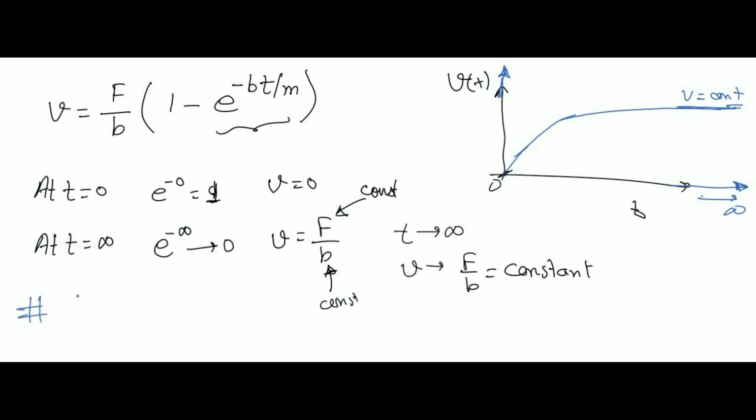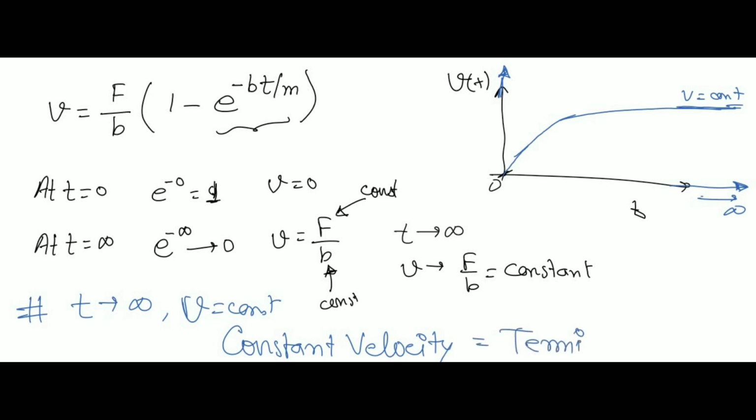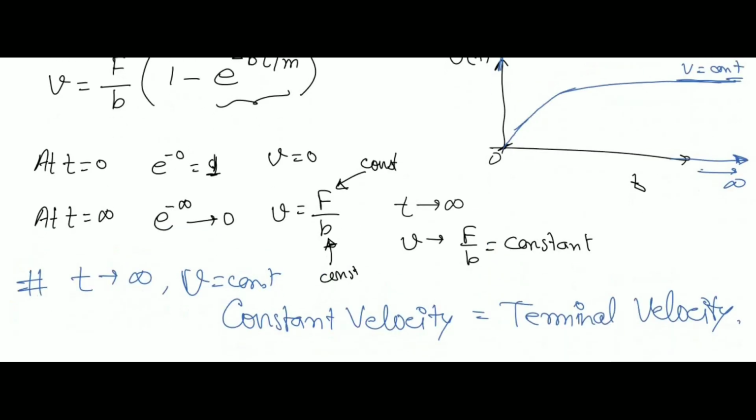So here we have concluded that when the time goes to infinity the velocity is constant, and this constant velocity is called the terminal velocity. It might be asked in a problem to find the terminal velocity. Suppose the same problem is given, everything is the same, but instead of asking for the velocity as a function of time, it asks to find the terminal velocity. The terminal velocity is a constant velocity, and it is also defined as the velocity where the net force is zero. So if terminal velocity is asked, it can be solved directly.